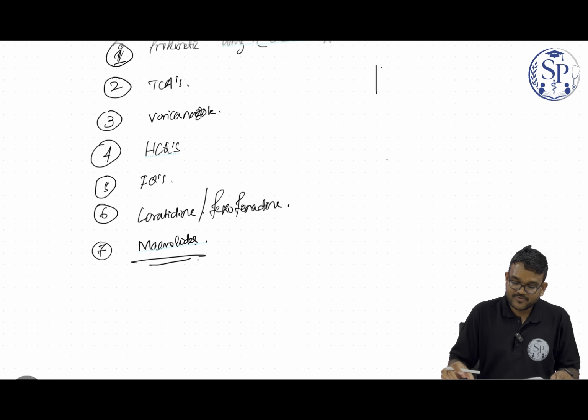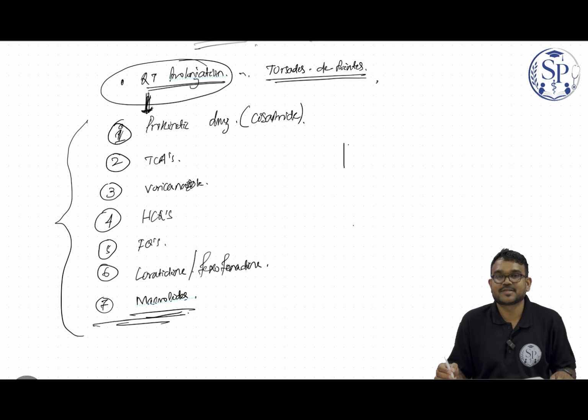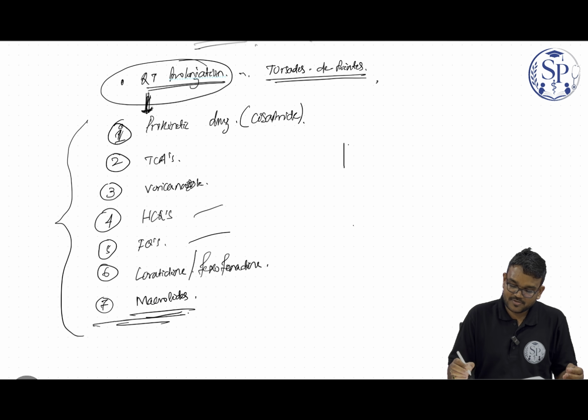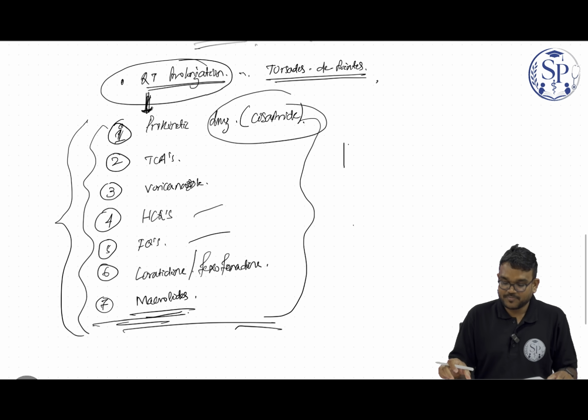These are the various drugs that cause QT prolongation: prokinetic drugs, tricyclic antidepressants, voriconazole, macrolides, fluoroquinolones, hydroxychloroquine. Different MCQs may be asked from this topic.